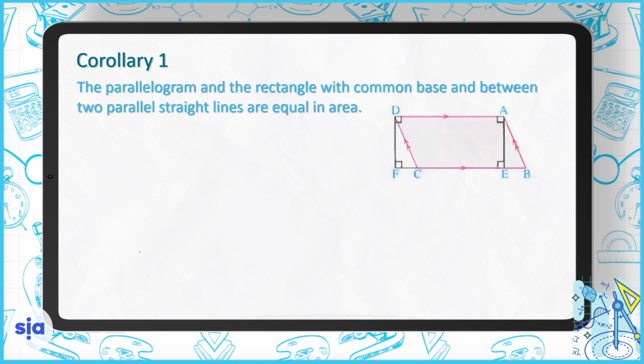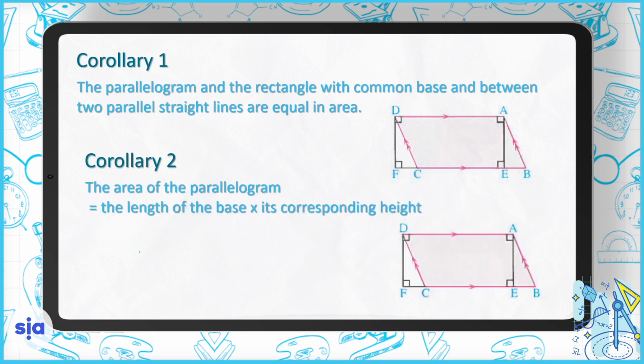Corollary number 1. The parallelogram and the rectangle with common base and between two parallel straight lines are equal in area. Corollary number 2 says the area of the parallelogram equals the length of the base multiplied by its corresponding height.